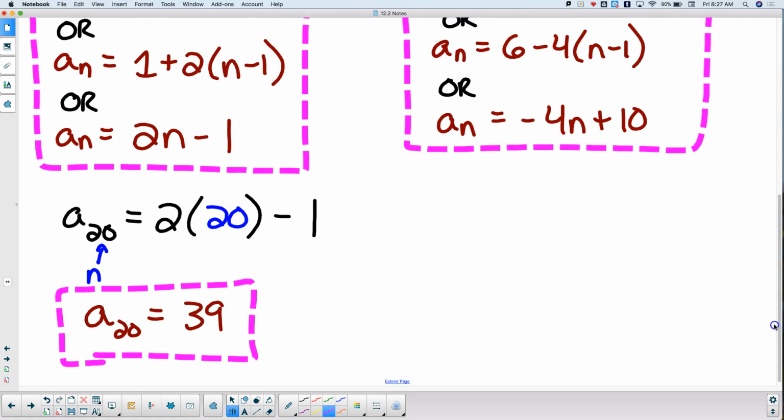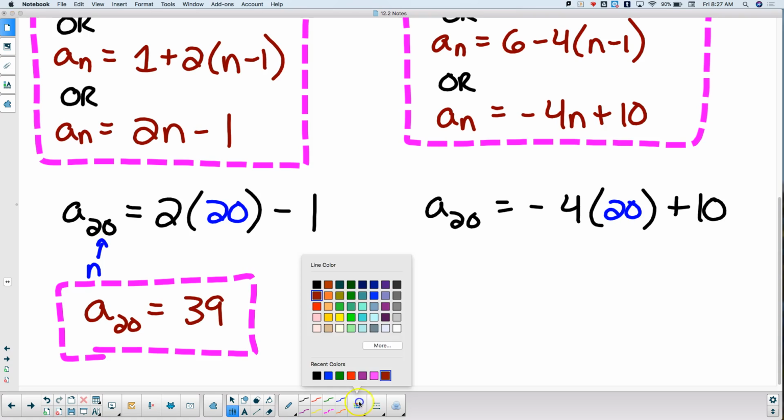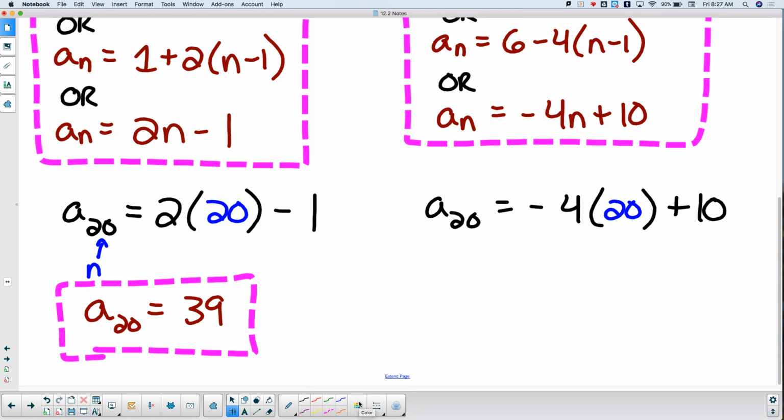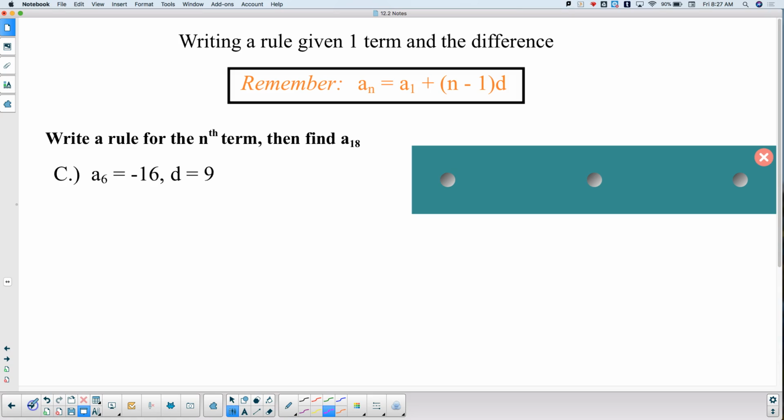Then to find the 20th term, I'm going to put 20 in for n, and that is going to yield me negative 80 plus 10, which is negative 70. Yes? Okay. All right.